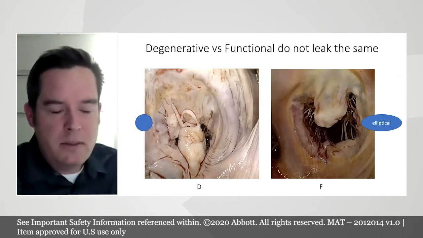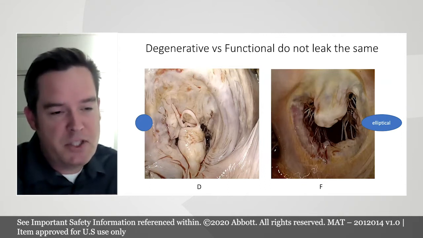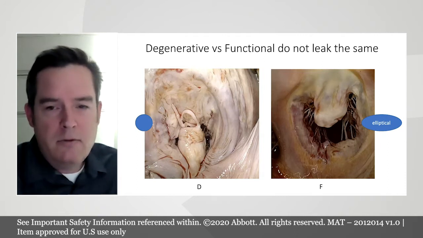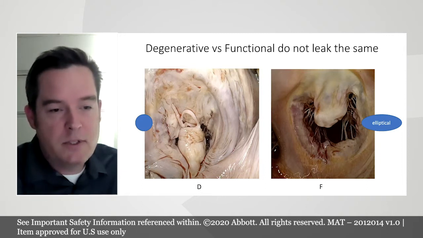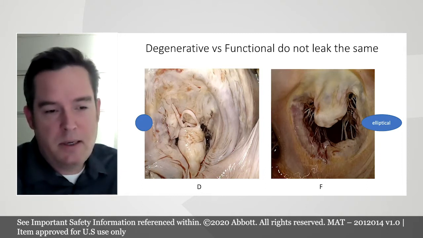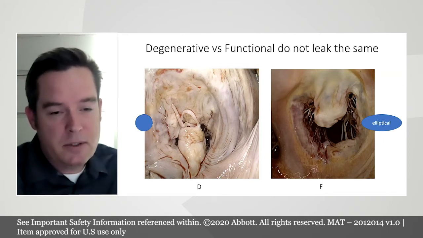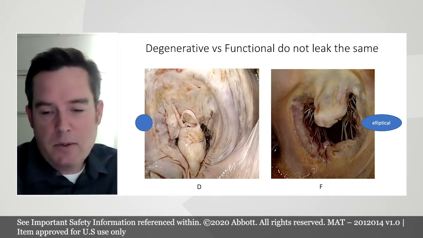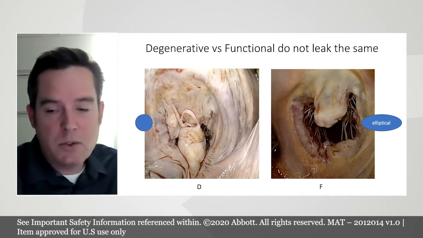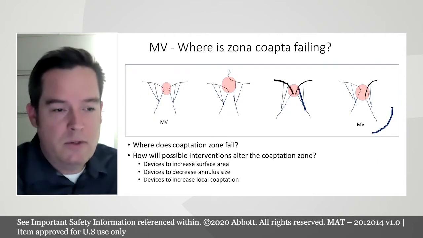The orifice in patients with a functional versus degenerative is often different. In degenerative, it's generally more circular, and in functional, it's generally more elliptical. And that's going to really influence how you calculate regurgitant orifice area, with PISA being closer to accurate in that degenerative patient versus in the functional patient, where it may underestimate, and we may want to use additional tools, or we do want to use additional tools to assess that regurgitant orifice.